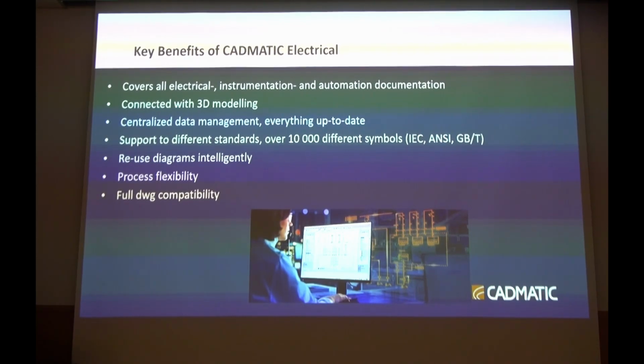And one important thing is that we have full DWG compatibility, because we have the base CAD engine in our software. So we can easily open all DWGs and DXFs, and we also have basic CAD functionalities which all the CAD programs have. So it's really easy for, for example, AutoCAD users to move to CADMATIC Electrical.